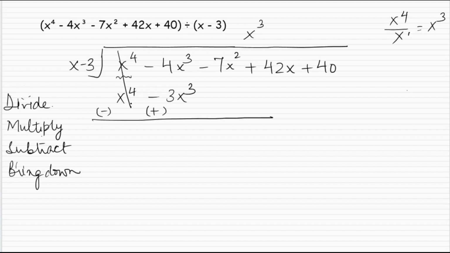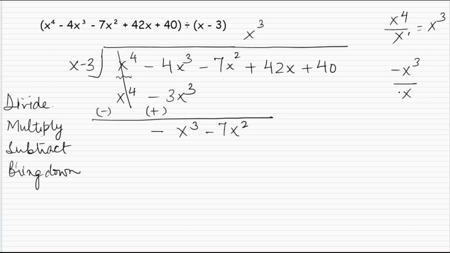This will cancel. Minus 4 plus 3 is minus 1x cube. I will just write it as minus x cube. Bring down minus 7x square. Now again divide x cube minus x cube with this x.